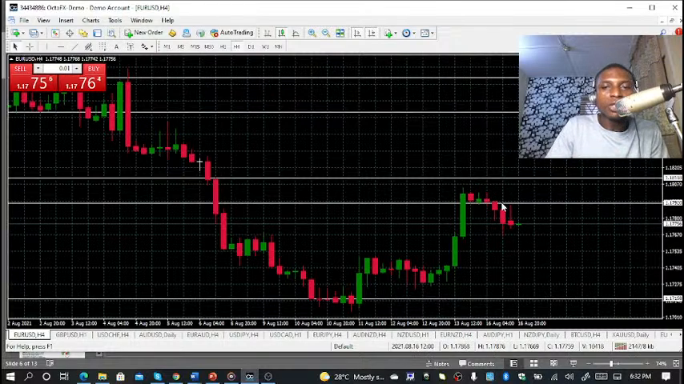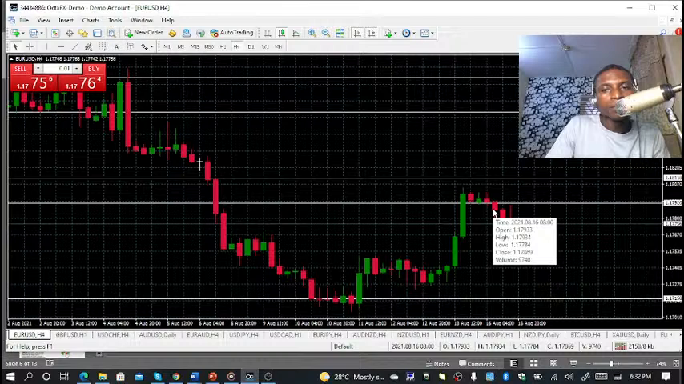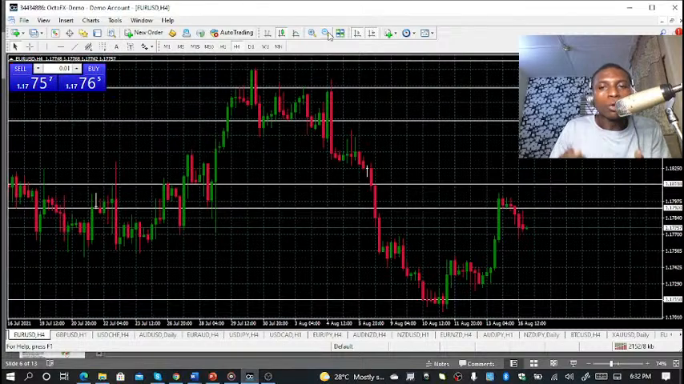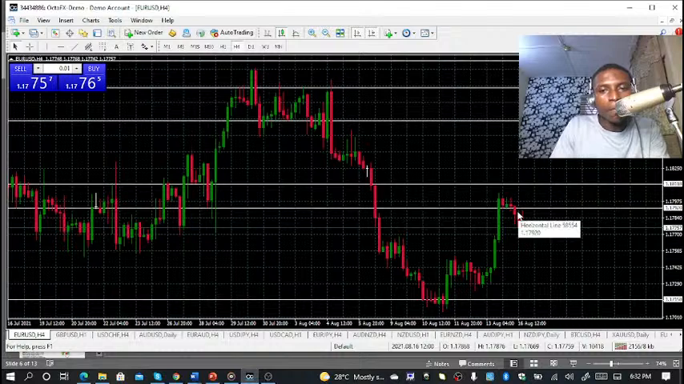But our confirmation would be, if price drops further below this level and closes below this level, I'm going to short this market. So when I saw price drop below this level, I shorted the market. Right now, if I want to take this trade with you guys, I would consider shorting the market here, because there has been a drop in price.